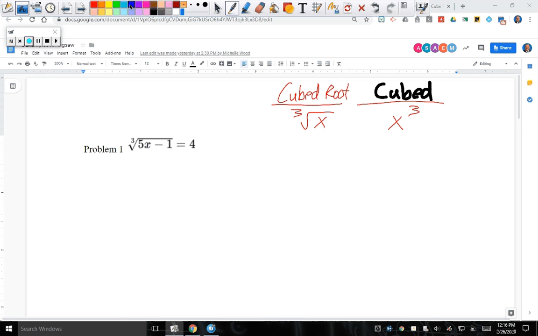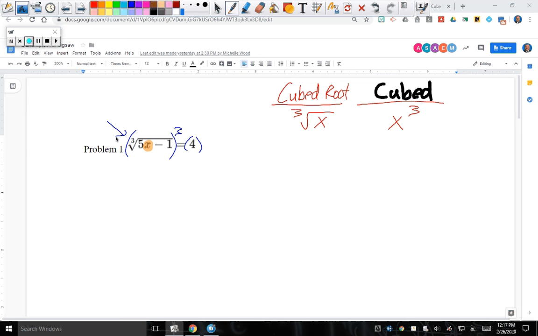Problem number 1. Your goal is to get x all by itself by moving everything over that you can in the reverse PEMDAS order. Okay. What do y'all suggest I do first? Raise everything to the power of what? 3. If this was a 5, we would raise everything to the power of 5.